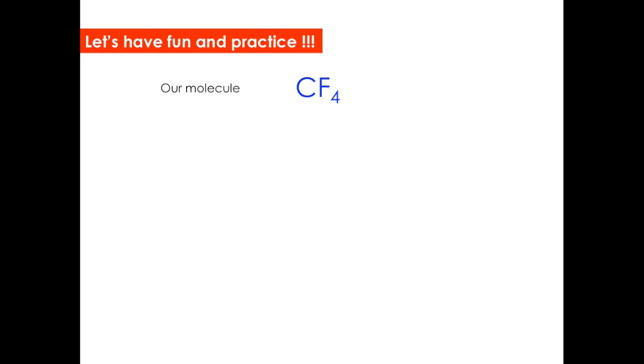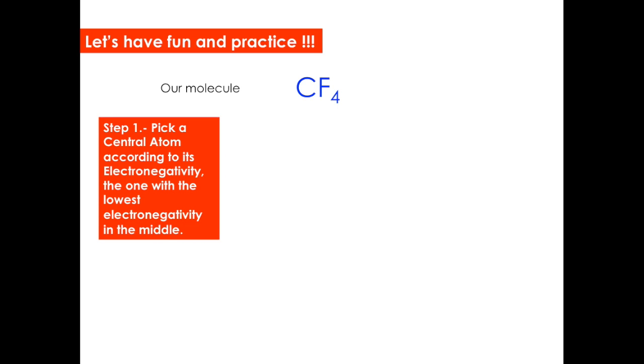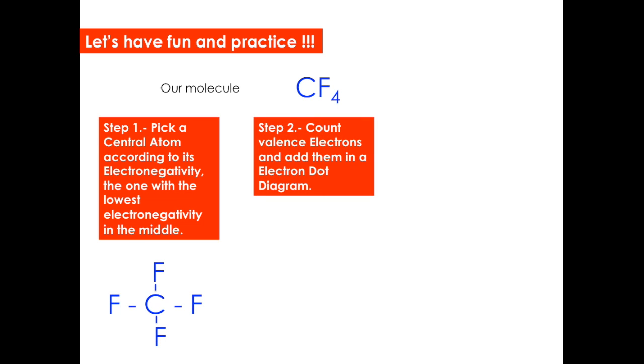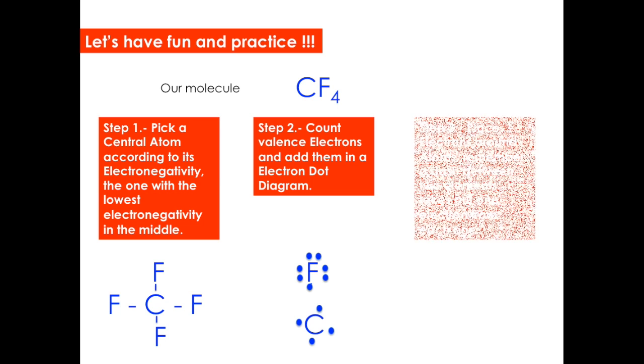Now let's have fun and practice. Our molecule, carbon tetrafluoride. First step. Pick a central atom according to its electronegativity, the one with the lowest electronegativity in the middle, in our case, carbon. Second, count valence electrons and add them in an electron dot diagram. 7 for fluorine, 4 for carbon.